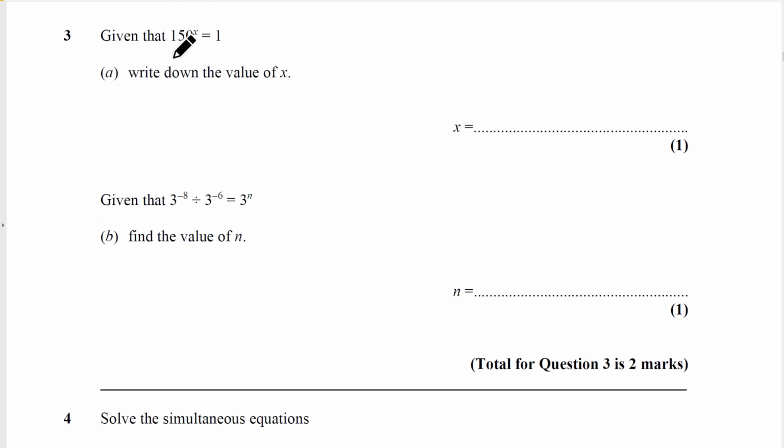3, well, it looks a bit different, but you know it's anything to the power of 0 equals 1, so x must equal 0. Okay. So it's dividing index laws, -8. You know when it's dividing we subtract the powers, so what you're doing here is -6 because you're just subtracting the powers. So that changes to a plus. So that's 3 to the power of -8 plus 6, so n is going to be -2 here.